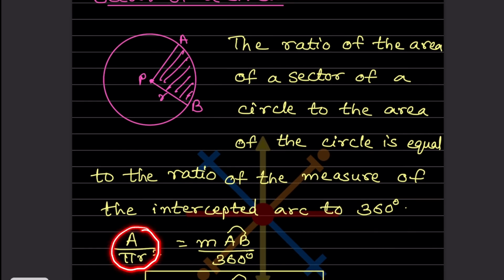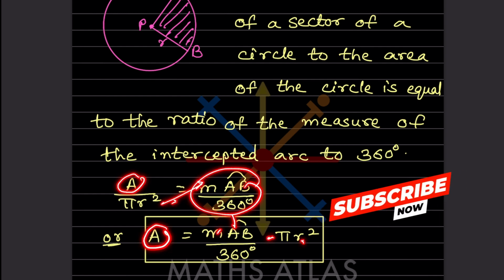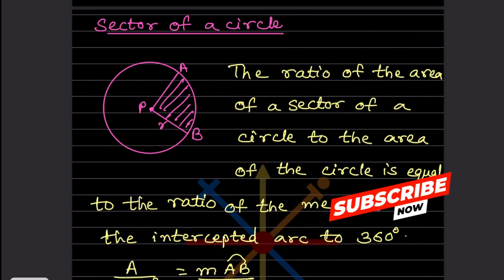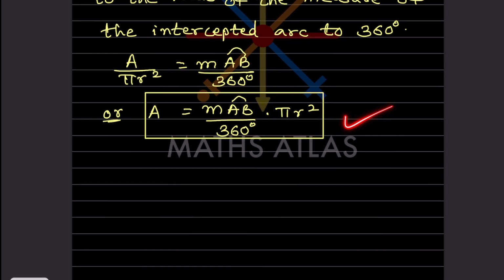So A by pi r square is equal to the measure of arc AB divided by 360 degrees. We can also write this as, if we multiply, the area A is going to be the arc measure by 360 into pi r square. This is the formula for the sector of a circle.